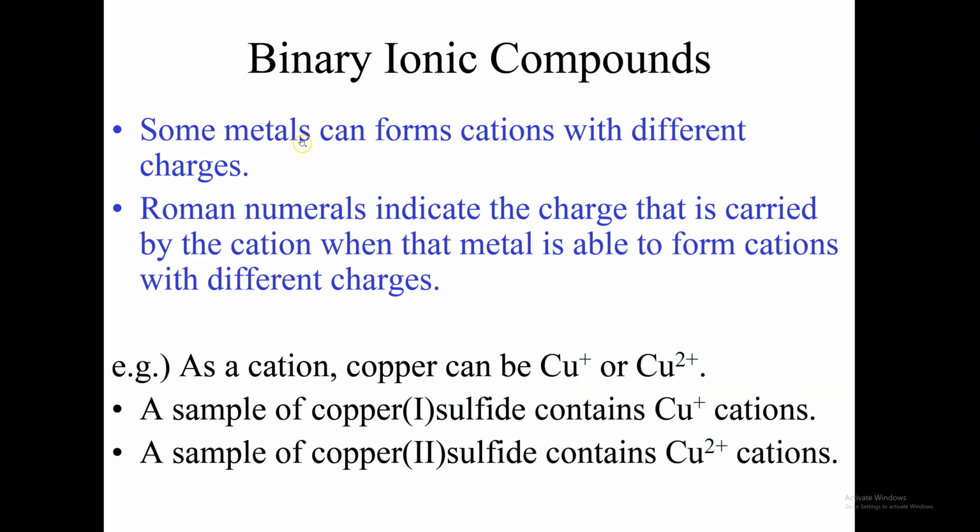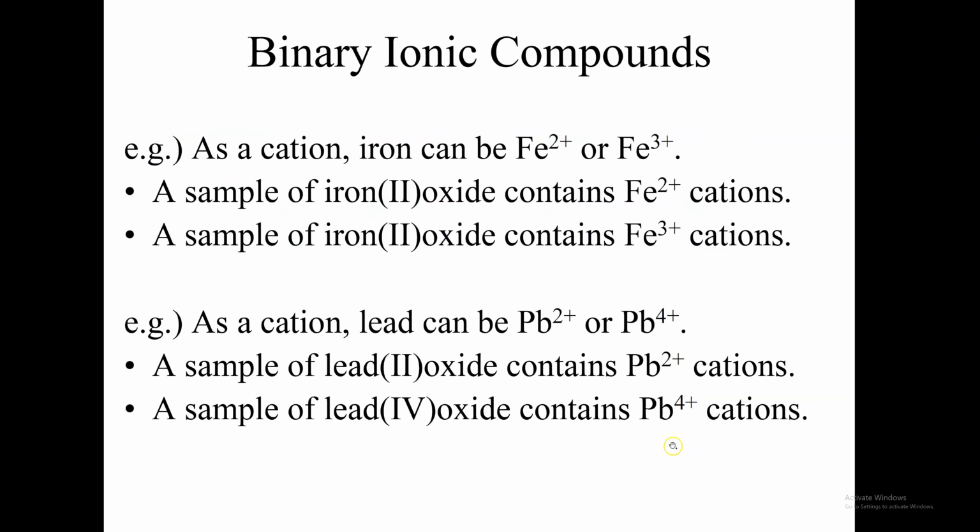Now, another thing is some metals can form cations with different charges. And so usually we put Roman numerals for those. As an example, copper could be Cu+ or Cu2+. And we'll call it copper 1 sulfide or copper 2 sulfide. So if I use the Roman numeral 2, what that represents is a 2+ charge. So that's another way of writing it out.